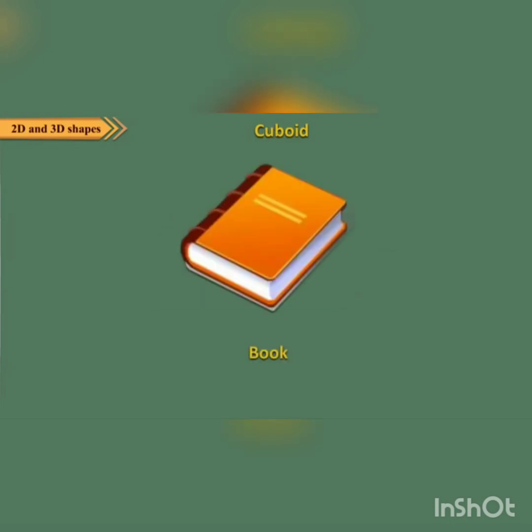So see the book. A book has 6 faces: top face, back face, front face, bottom face, totally 4, and 2 side faces. So these are the faces of the book. So this is also one of the cuboids.